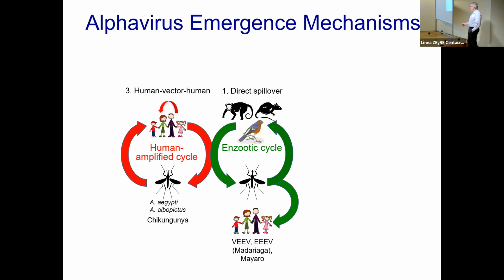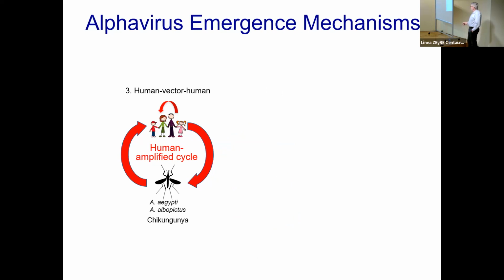An example that I'm going to talk to you about is chikungunya virus, which you're very familiar with, and also Zika. What's unique about this cycle is that for several of these viruses, including chikungunya, Zika, and dengue, this cycle is now completely independent of the ancestral enzootic cycle. Monkeys are no longer involved. There's no longer circulation in forests, except in the case, for example, of yellow fever, which spilled back into an enzootic cycle here in the Americas hundreds of years ago.